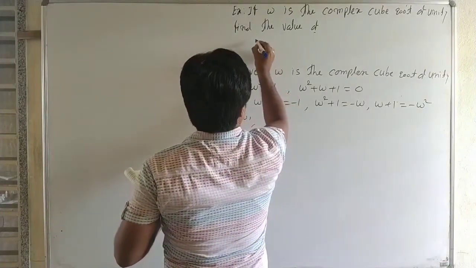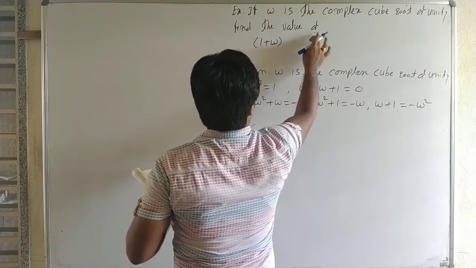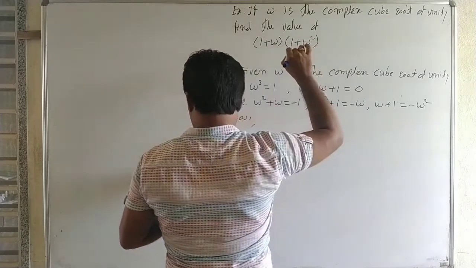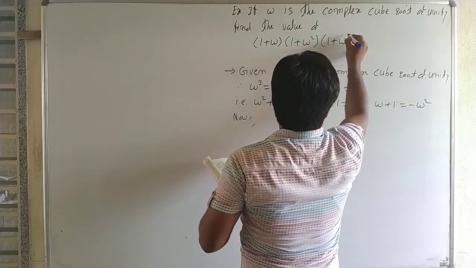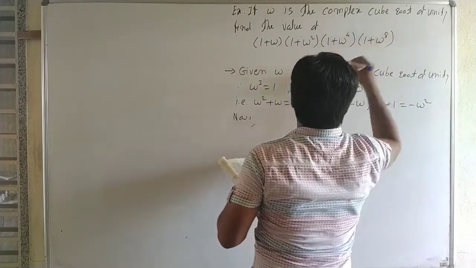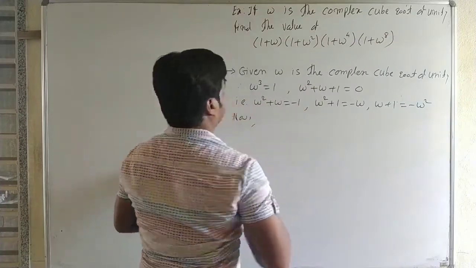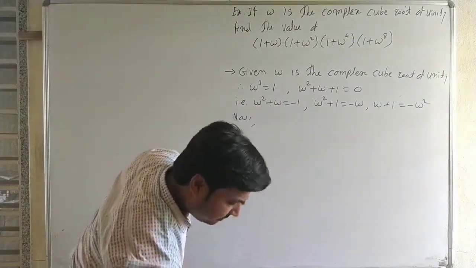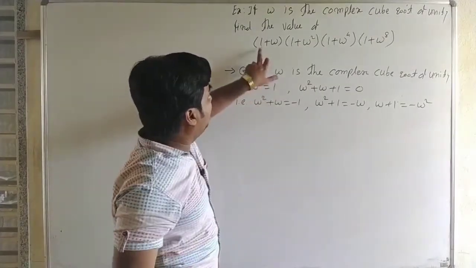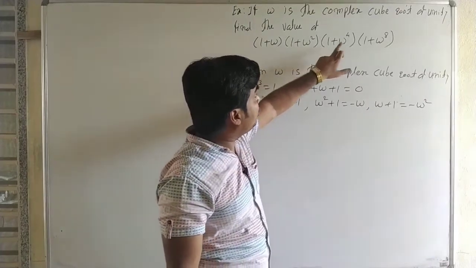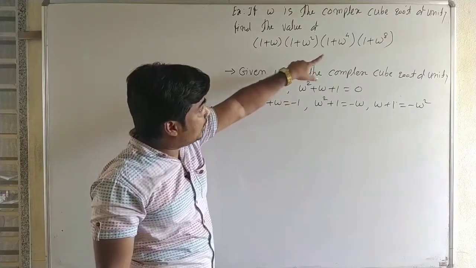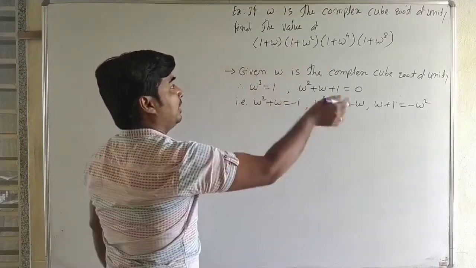Now it is 1 plus omega, 1 plus omega square, 1 plus omega to the power 4 and 1 plus omega to the power 8. Now here it is given that we find the value of 1 plus omega square, 1 plus omega to the power 4. We know that the value of omega cube, omega square and omega. Okay, here omega to the power 4 and omega to the power 8. First we find the value of these two.